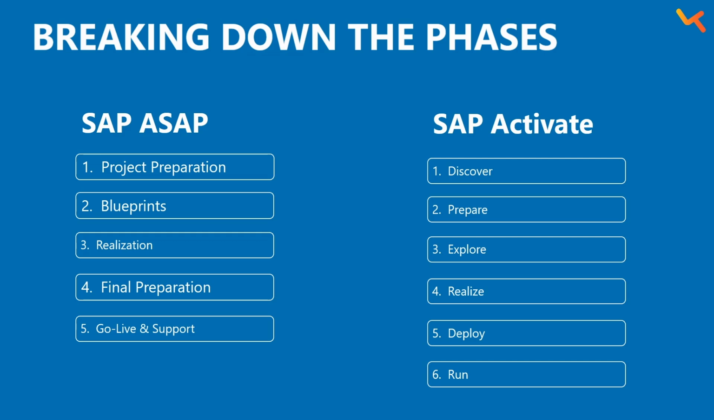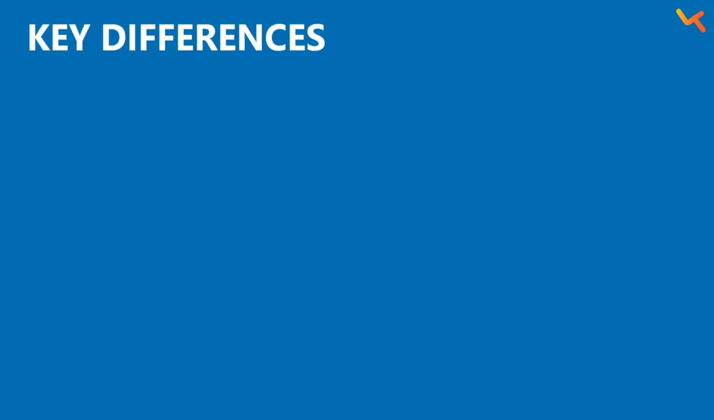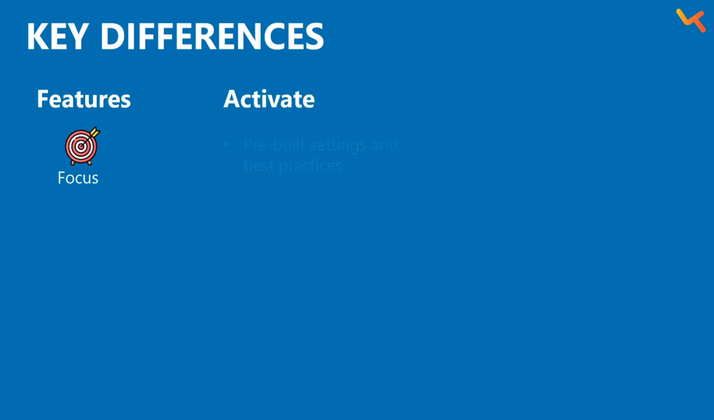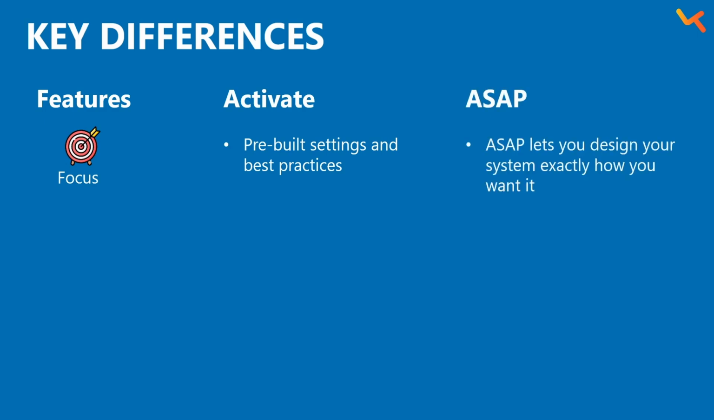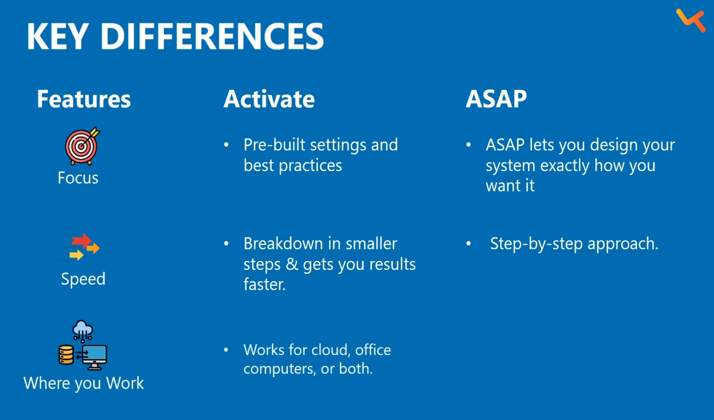Key differences between the methodologies. So what makes these two methods different? The first thing is focus. Activate uses pre-built settings and best practices, while ASAP lets you design your system exactly how you want it. Speed. Activate breaks things down into smaller steps and gets your results faster. ASAP follows a more traditional step-by-step approach. Where you work. Activate works for cloud, office computers, or a mix of both. ASAP was mostly designed for office computers.